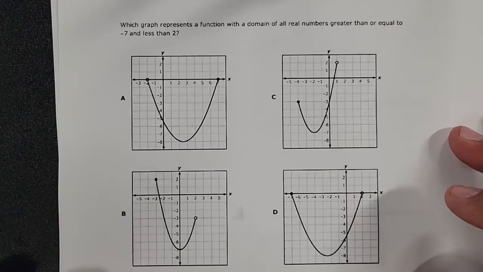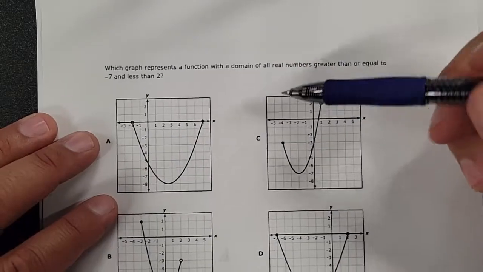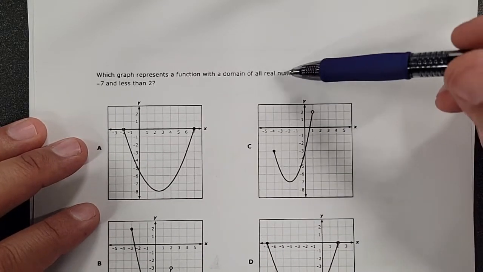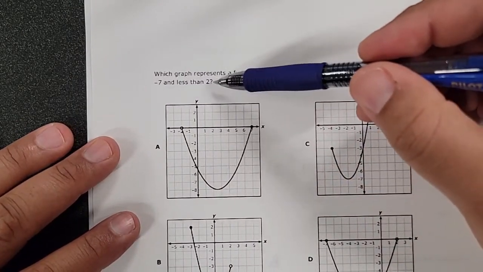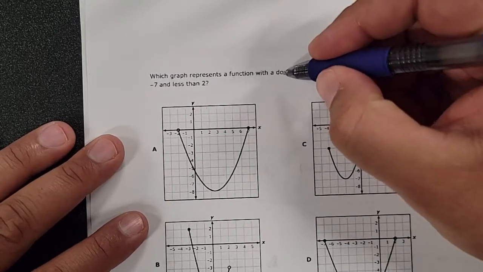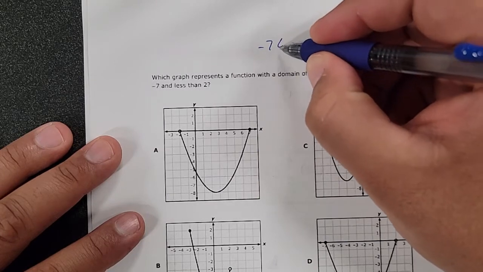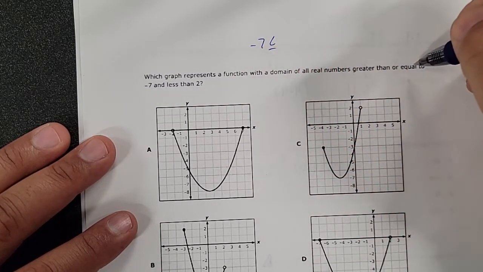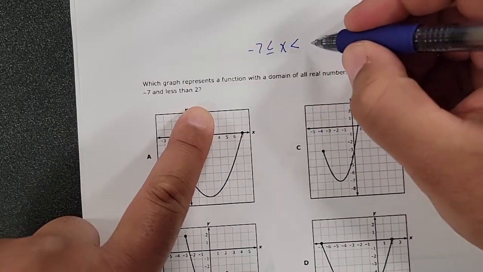Next, let me see. Which graph represents the function with a domain of all real numbers greater than or equal to -7 and less than 2? So remember, domain is from the left to the right side. So then it says that my left side is -7 less than or equal to x, and then less than 2.